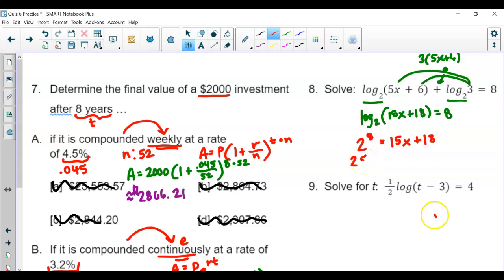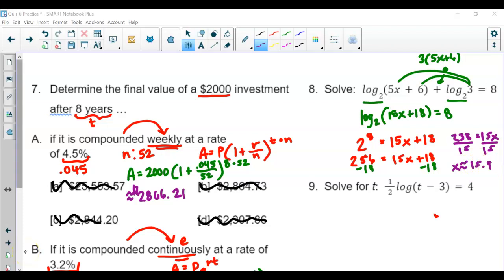Sorry about that, guys. My pen's a little wonky here. So here we've got 256 is equal to 15x plus 18. Now we can just go through and solve our two-step, subtracting 18 from both sides. I'm running out of space, so I'll write it over here. Now you should have 238 is equal to 15x, and divide now by 15. So that's why here you should get that x is approximately 15.9.